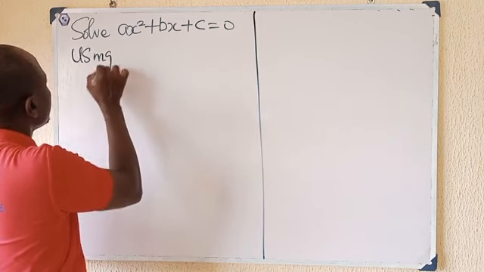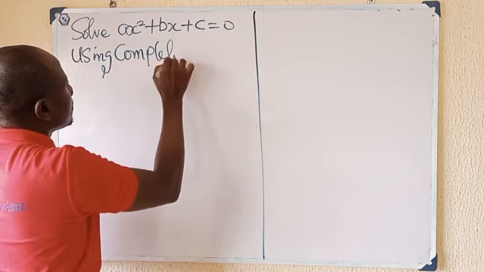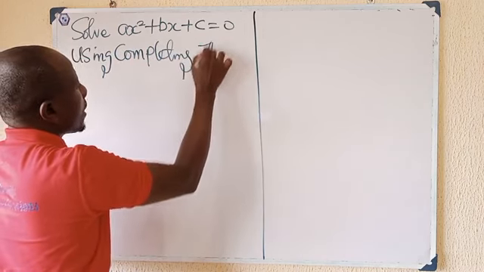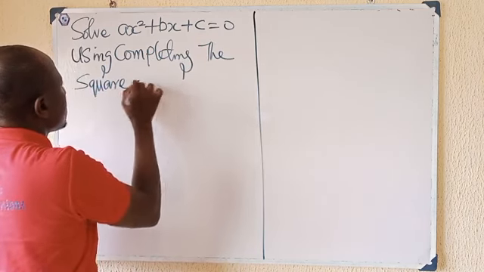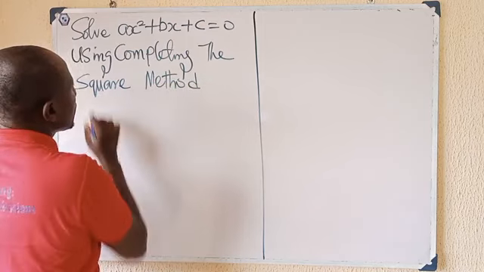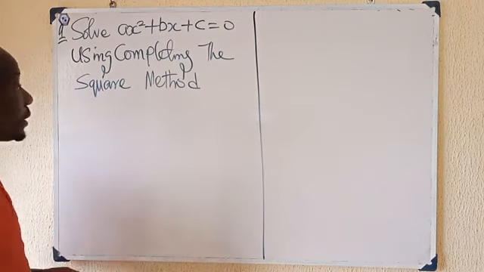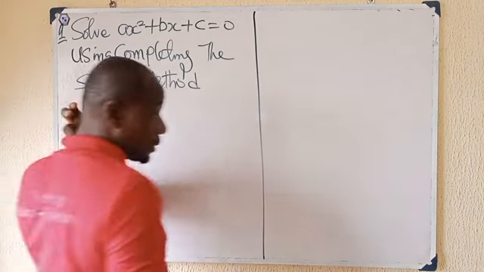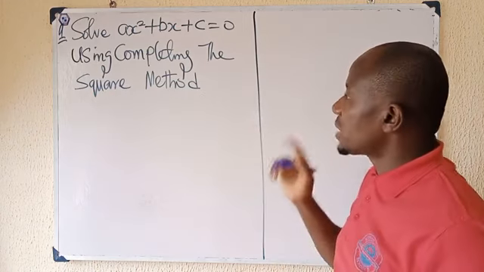Using the completing the square method. Alright, so let's take this as our example 1. Now I want to solve this problem using the completing the square method. So step 1.